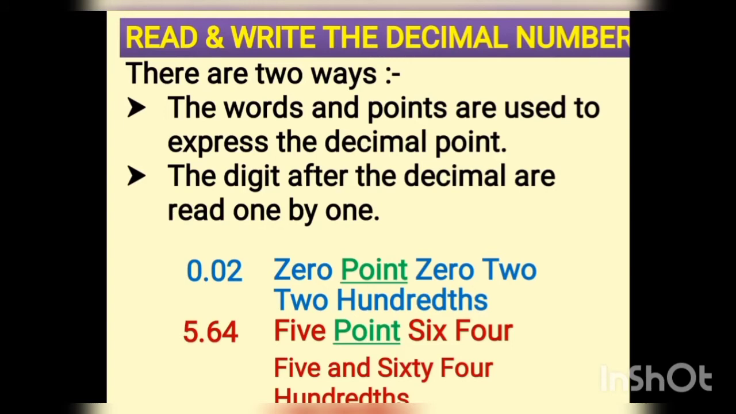Read and write the decimal numbers. There are two ways. The word and the point are used to express the decimal point. Next is the digits after the decimal are read one by one. Now look at here. 0.02. Next is how to read it: zero point zero two. See next example. 5.64 and how to write the next one. 5 and 64 hundredths.